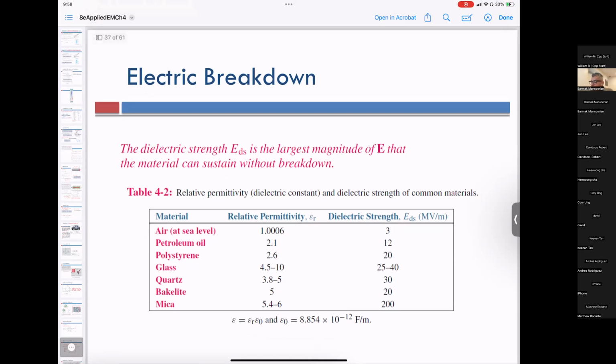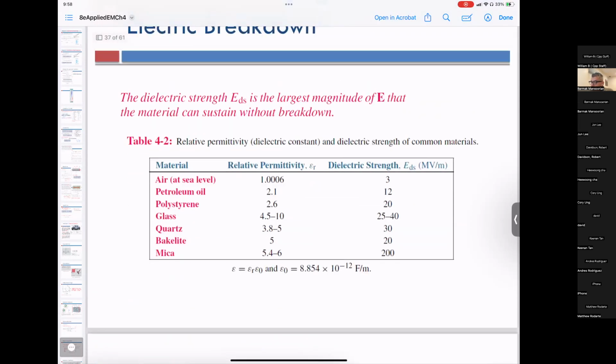You'll get a short, you'll damage your capacitor. So you basically have to be worried about that. There are ratings on capacitors: 5 volt, 3 volt, 20 volt breakdown. So do pay attention to that when you get into the real world and are designing with capacitors. Do pay attention to the electric breakdown.